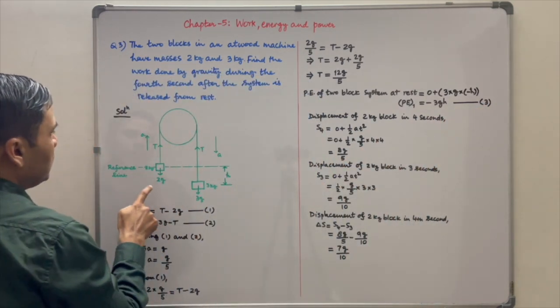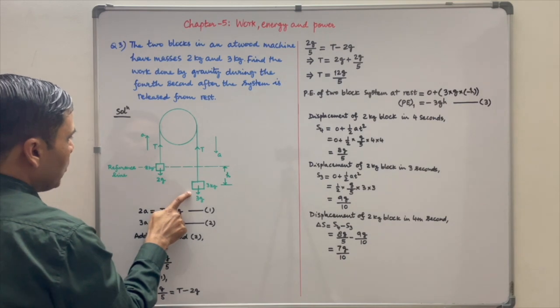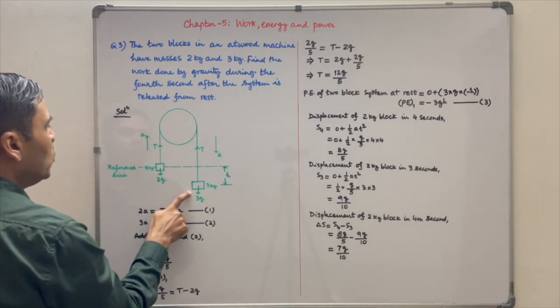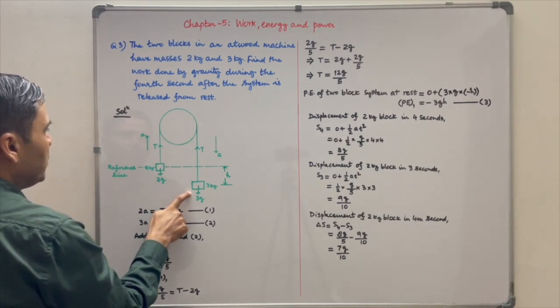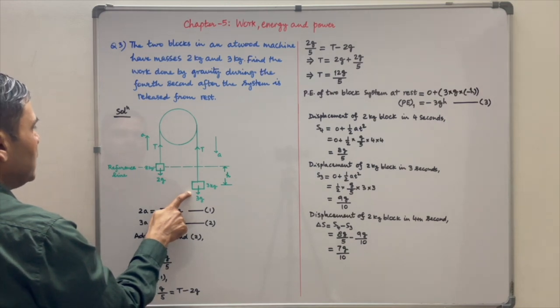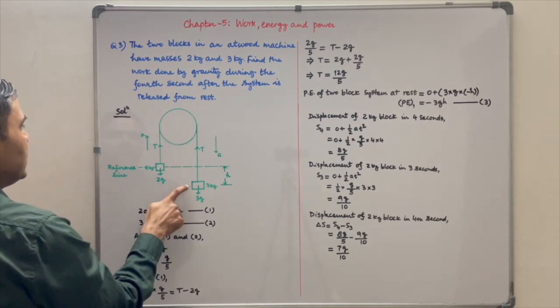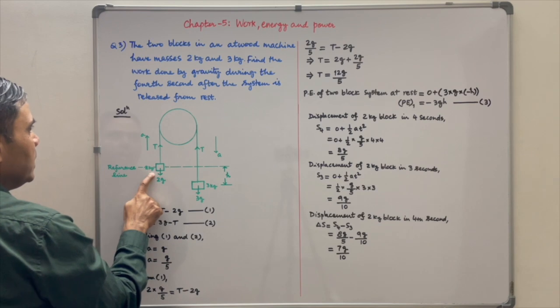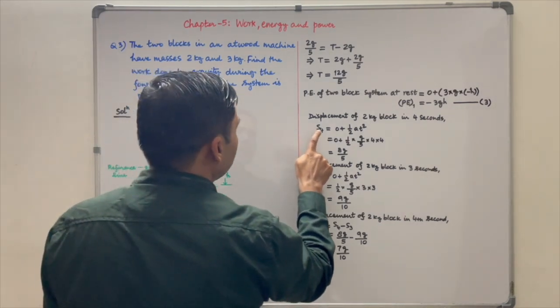Next, we will calculate displacement of any of these two blocks in fourth second, and that will be given by displacement of any block in 4 seconds minus displacement of same block in 3 seconds. Let's say displacement of this block in 4 seconds is given by S4.